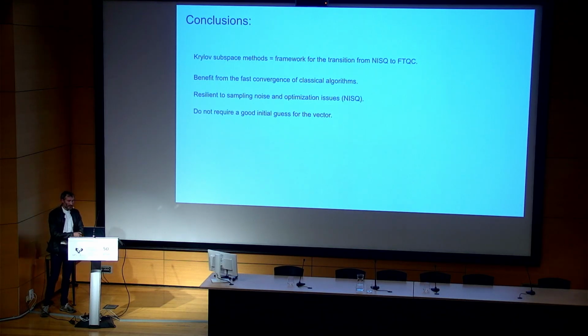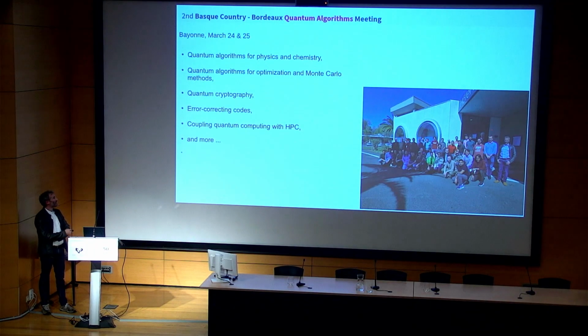So that was just to mention that quantum Krylov methods, or quantum subspace methods in general, are a nice framework for the transition from noisy computers to fault-tolerant computers. It benefits from the fact that it converges really fast on classical algorithms. The only point is to be able to construct the Krylov subspace on a quantum computer, which is less trivial than on a classical computer. And variational approaches are supposed to be more resilient to sampling noise and optimization issues.